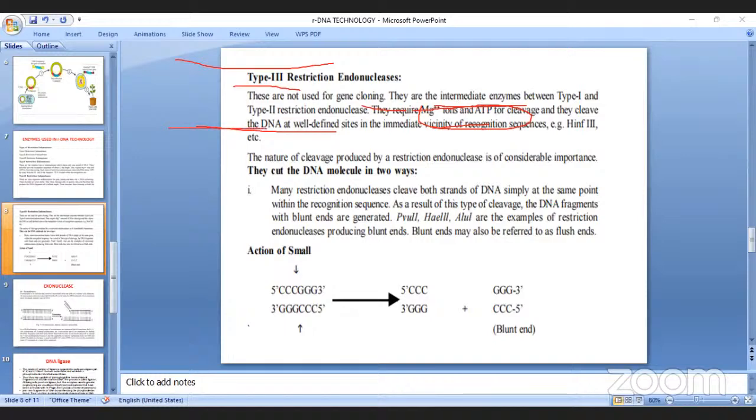Right? Example: HinfIII, etc. The nature of cleavage produced by restriction endonuclease is of considerable importance. They cut the DNA molecule in two ways. One is blunt ends.